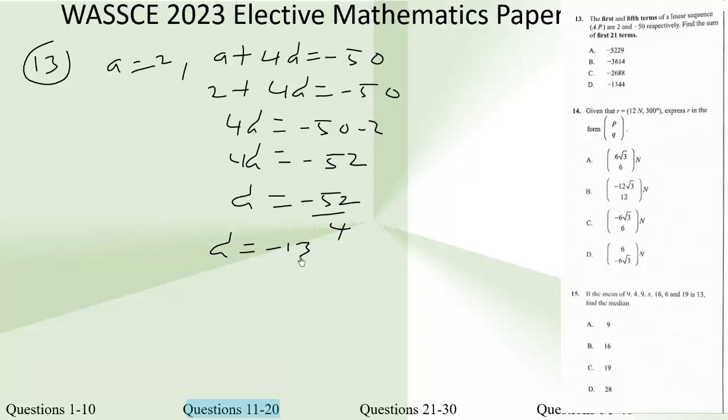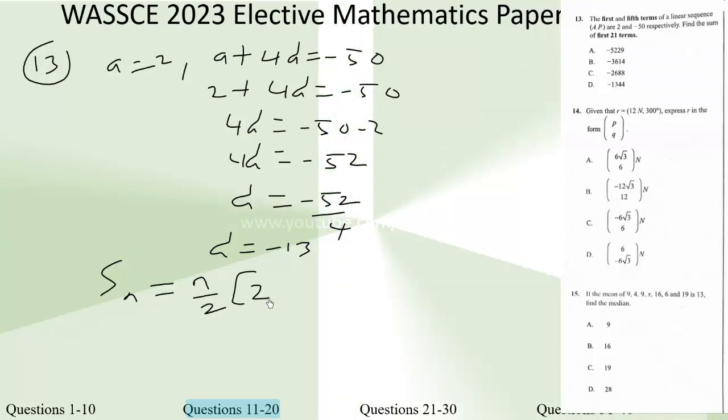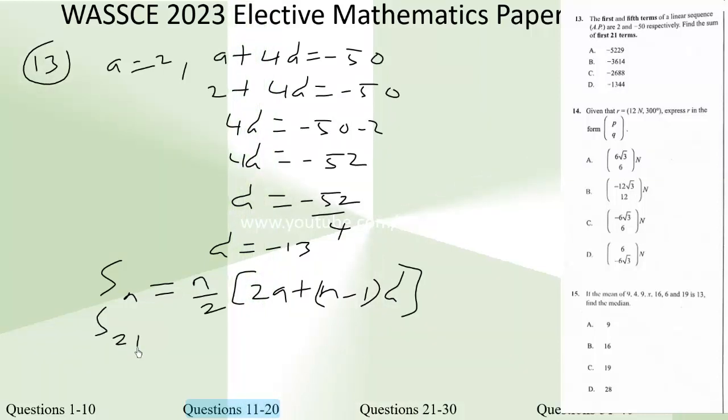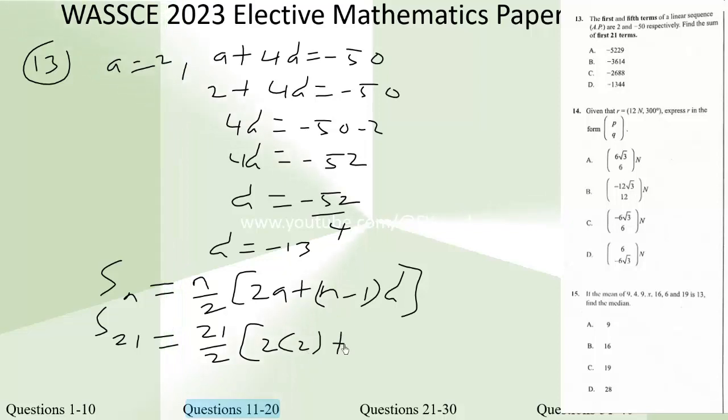We have to find the sum of the first 21 terms. So the sum of the first n terms is given by n over 2 times, 2 times a plus n minus 1 times d. So for the sum of the first 21 terms, it means n equal 21. So 21 over 2 times, 2 times a, which is 2, plus n minus 1, 21 minus 1, which is 20, times d, which is negative 13.